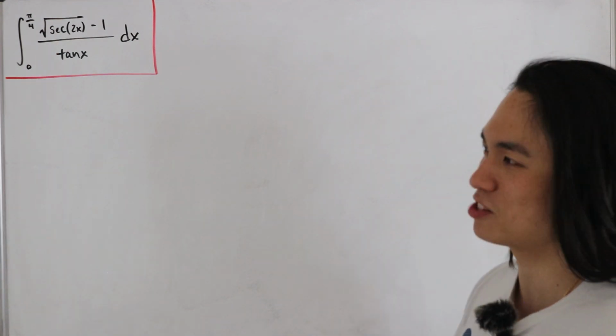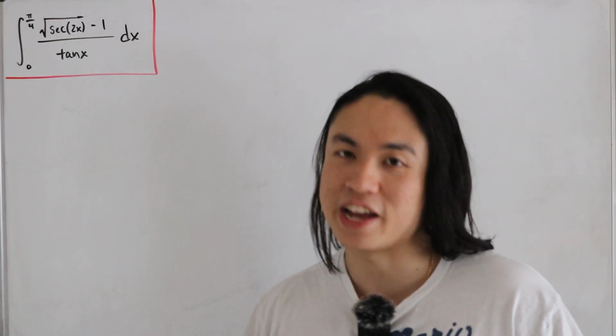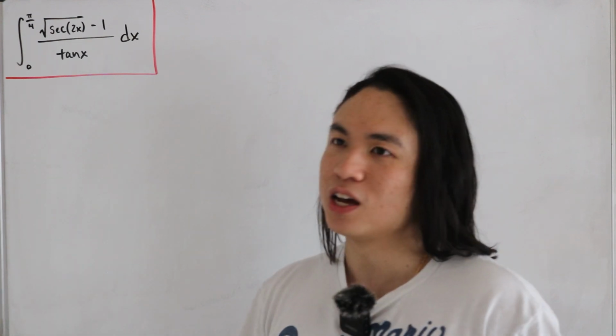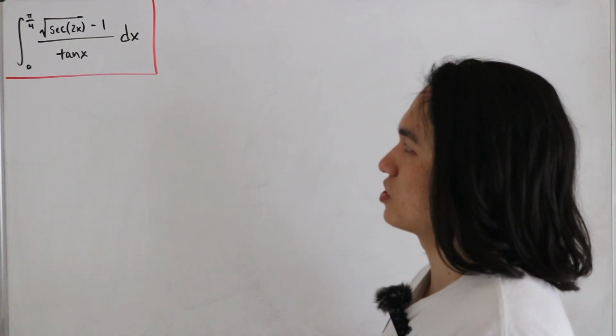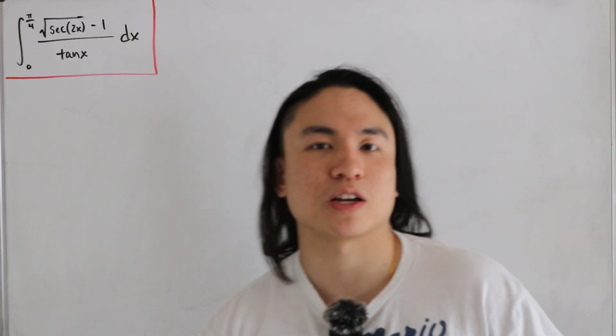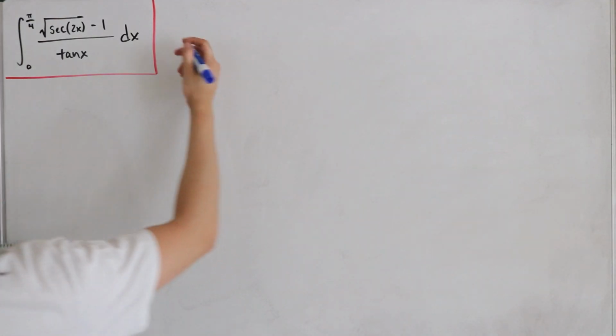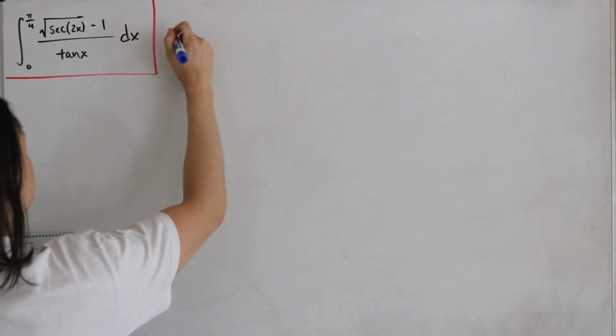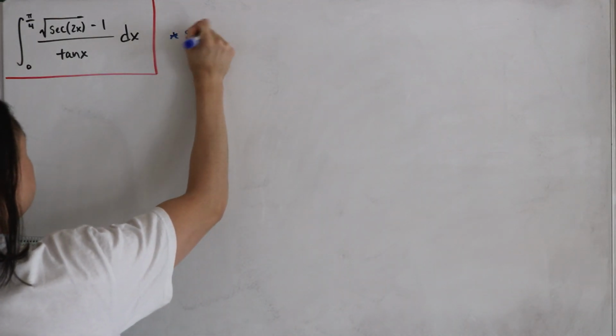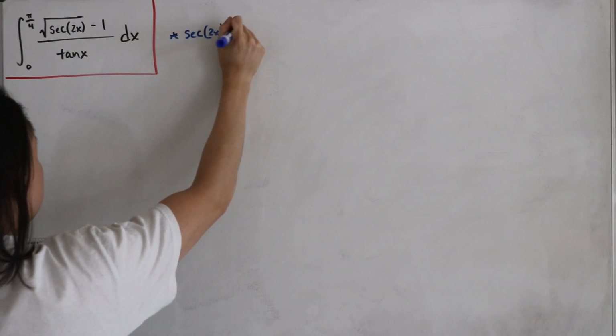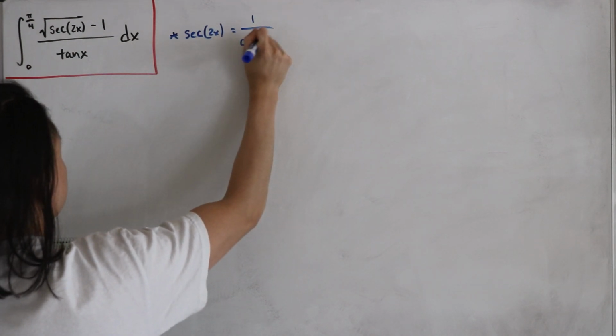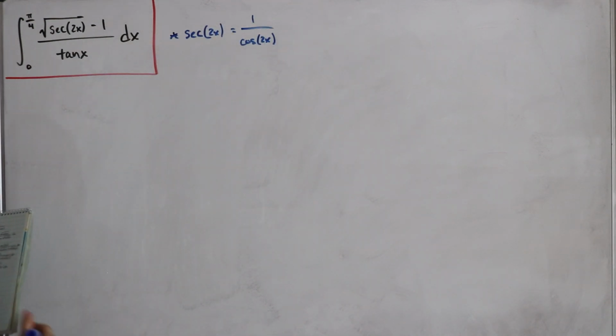Eventually we will get to the point where we have to integrate our given function, but nothing much needs to be said. So with that, why don't we just jump right in. It's worth noting that before I do anything, let's start with a nice identity that we know: secant of 2x is the same thing as 1 divided by cosine of 2x. So we just want to keep that in mind.